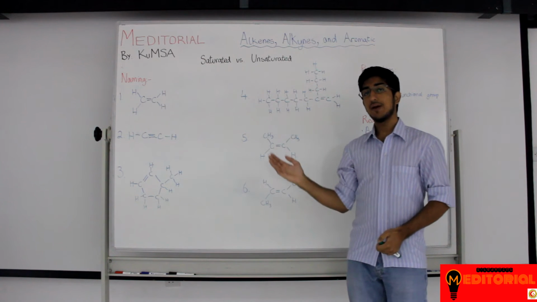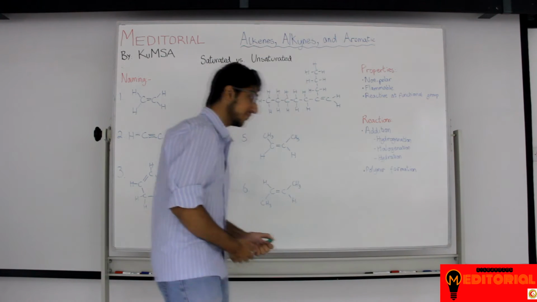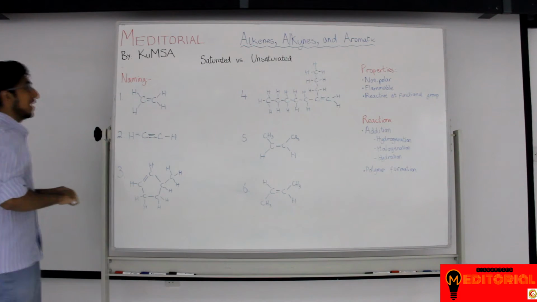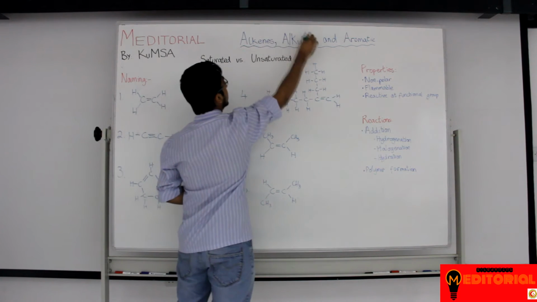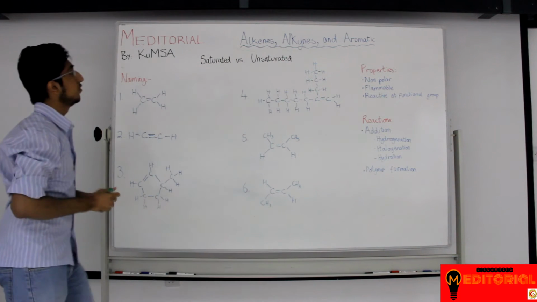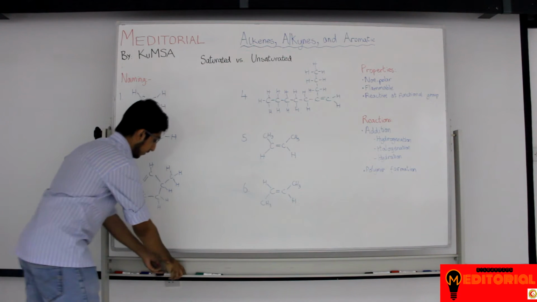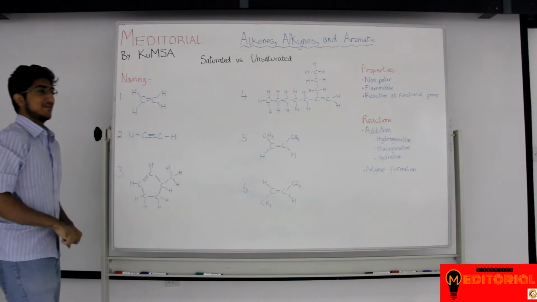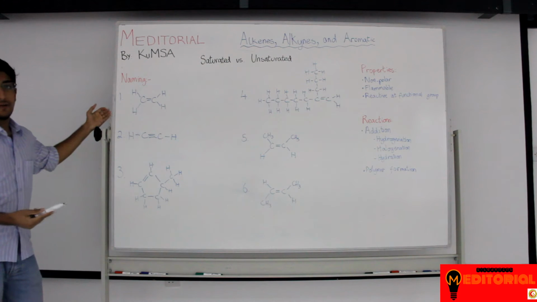So now that that's out of the way, we're going to go on to naming, because everybody loves naming organic compounds. Right now we're going to start off with alkenes and alkynes, and then we're going to move on to aromatic compounds later on. We're going to start off by naming the very first compound I drew.